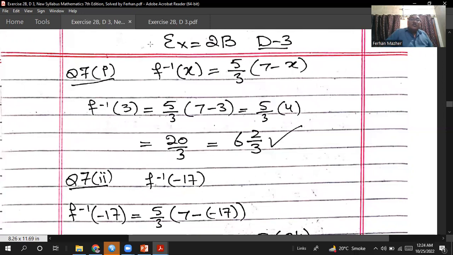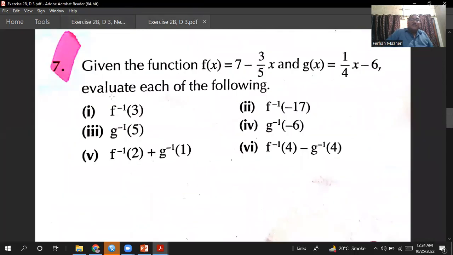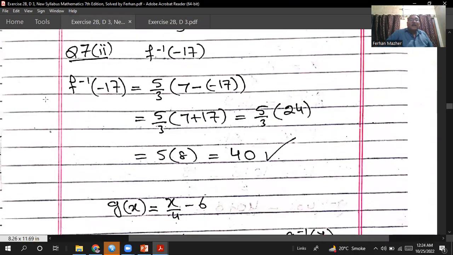The second part is find f inverse of minus 17. So I will write f inverse of minus 17, and that will be 5 by 3, bracket 7 minus minus 17, bracket close. So it will be 5 by 3, bracket 7 plus 17, and it will be 5 into 24 divided by 3, and that will be 5 into 8, and that will be 40.